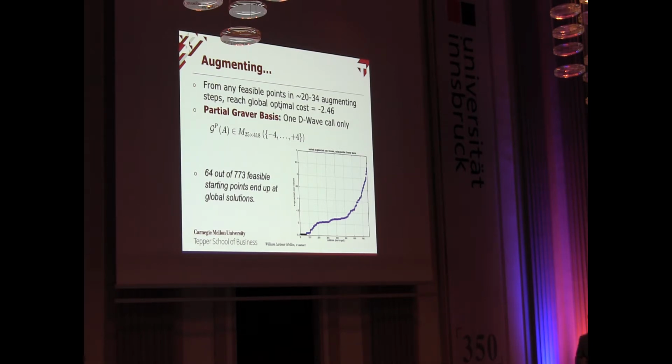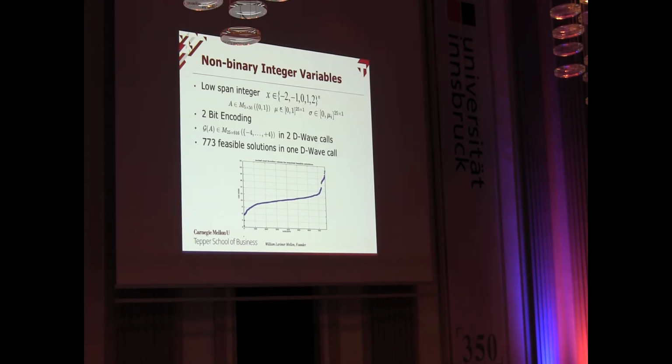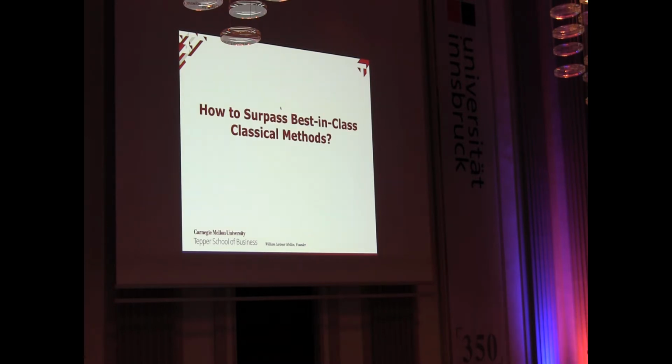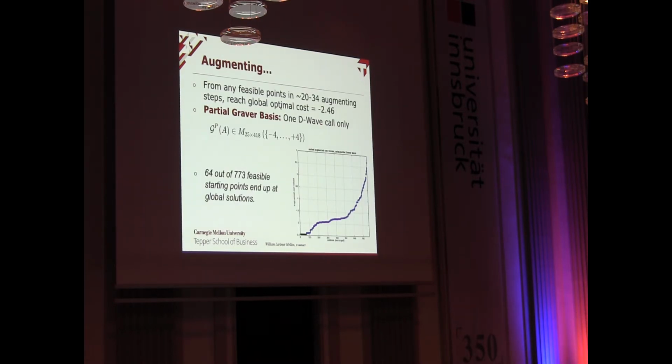instead of starting from one feasible solution, we start from multiple feasible solutions, meaning all of those feasible solutions that you could see here. Then, even though we don't have all the Graver basis elements, we reach the global solution in many of them. Around 8% or 9% of the solutions in this case are optimal solutions. And we can reach all of the optimal solutions, not just one, if the problem is degenerate.